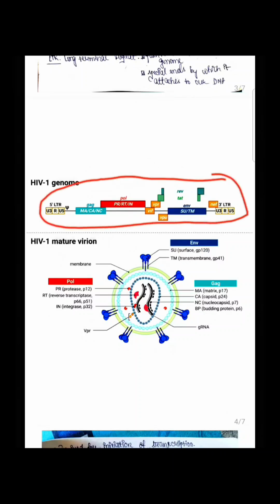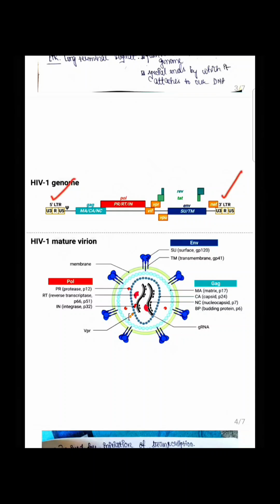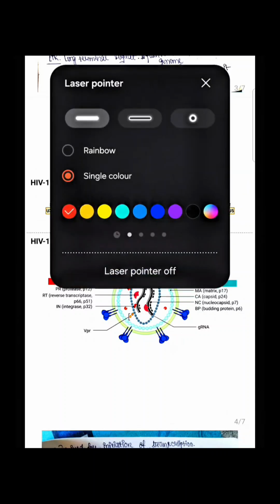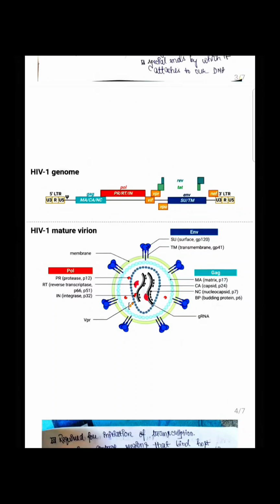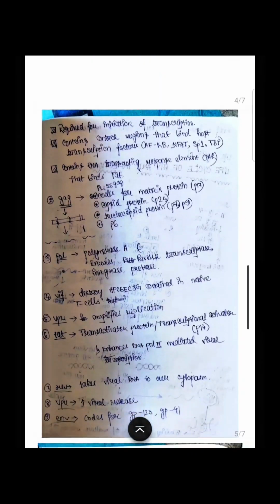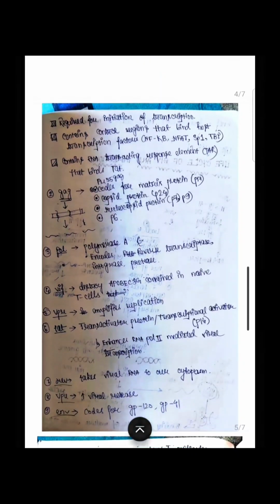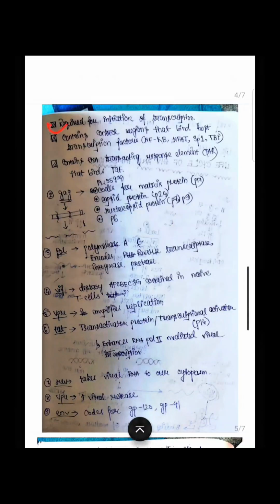This HIV genome. First, see, this is the LTR region and this is the LTR region. This is the 5' LTR and this is the 3' LTR. We will again get into that. First, let us look into the other genes. And this LTR gene is also required for the initiation of transcription.